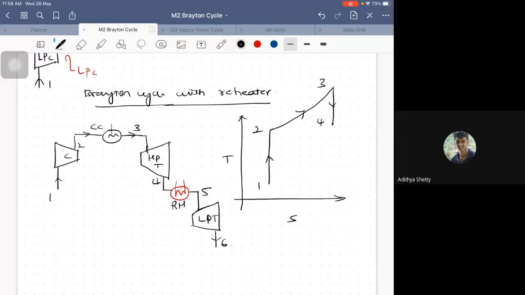Again from there, you are increasing the heat to state 5. And then after increasing the heat, you are again expanding isentropically to state 6 like this. Again, 6 to 1, you can join back.